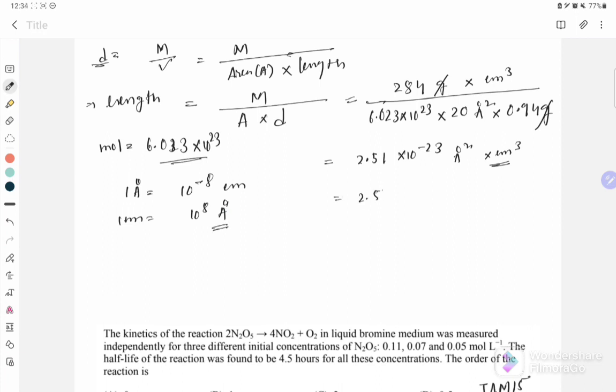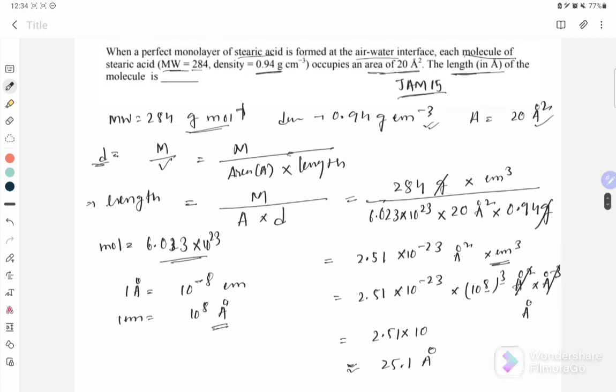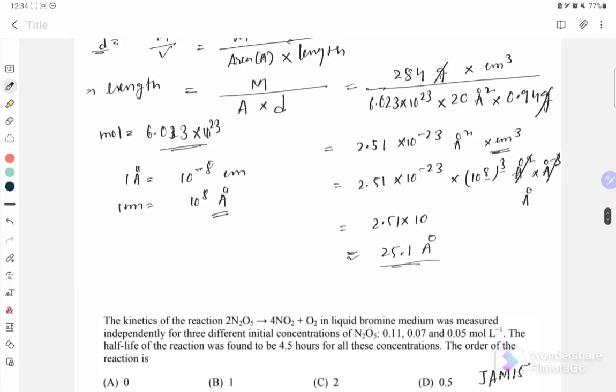So 2.51 into 10 to the power minus 23 into 10 to the power 8 the cube angstrom square into angstrom to the minus 3, that will be angstrom. Okay, so our answer will be, 8 into 3 is 24, and with the minus 23, so 2.5 into 10, approximately, we can write as 2.1 angstrom. Okay, so this is our answer, that is the length.